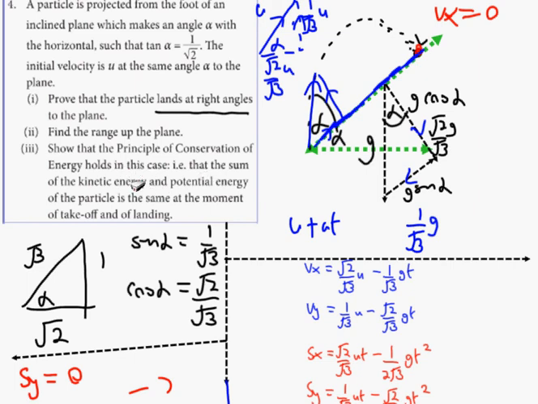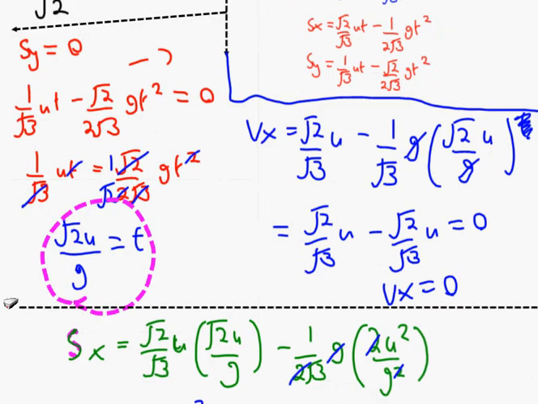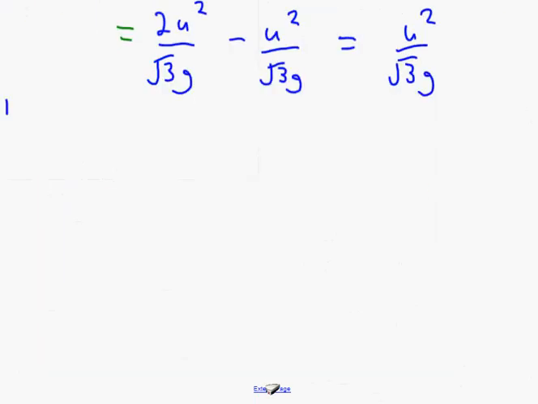That the sum of the kinetic and potential energy of the particles is the same at the moment of takeoff and landing. So takeoff and landing, okay? This is going to be interesting. So they're the same at takeoff and landing.